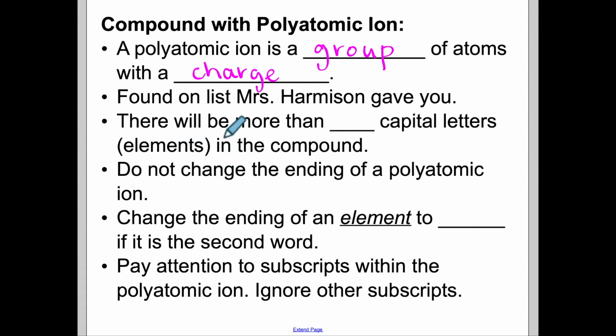And the tip-off for if you have a polyatomic ion is that there are going to be more than 2 capital letters, which means there's more than 2 elements in the compound. So if you see 3 or more capital letters, then you're going to know that there's a polyatomic ion. You are not going to change the ending of the polyatomic ion. However it's written on the list is how you will write the polyatomic ion. However, you will still change the ending of the element to "ide" if the second word isn't just an element. We are going to pay attention to the subscripts within the polyatomic ion, but we're going to ignore other subscripts.